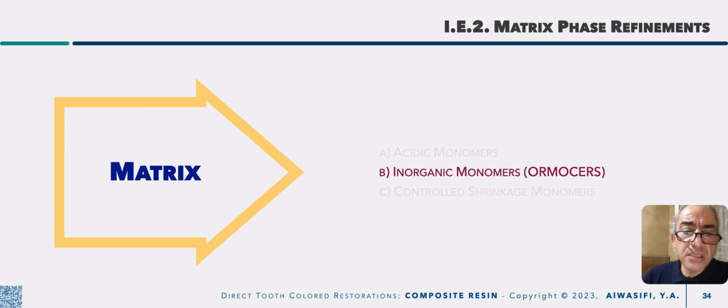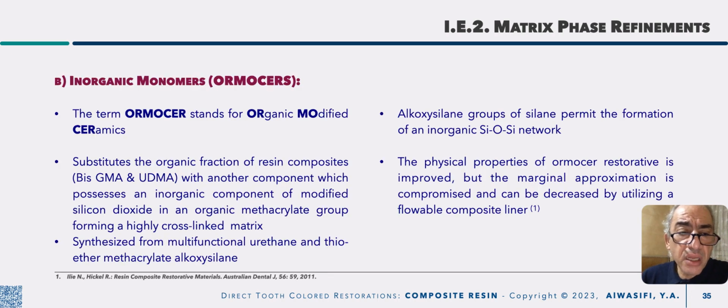Then another trial is inorganic monomers, which is called ORMOSIR. ORMOSIR is the acronym of organic modified ceramics. Okay, what is meant by this terminology? Organic modified ceramics explains that you have a ceramic filler with minimal organic resin or modified resin content. They substitute the organic fraction of resin composite, which is BisGMA and urethane dimethacrylate, with another component which possesses an inorganic component of modified silicon dioxide.